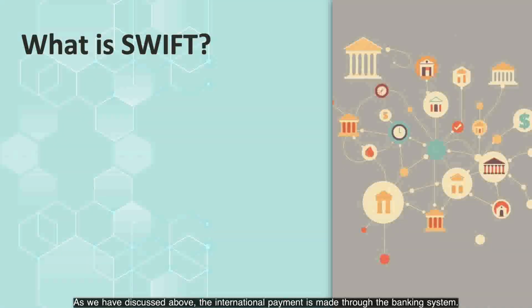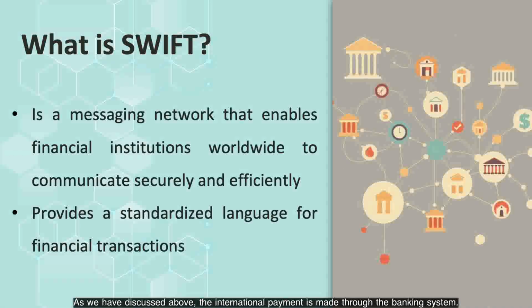As we discussed above, international payment is made through the banking system. However, banks are in different countries, and each country has different languages, different customs, and different practices. Therefore, it is very important to ensure there is no misunderstanding in communication between banks. Hence, there is indeed a common protocol for such communication, and nowadays the SWIFT system is an easy and reliable way for banks to communicate with each other.